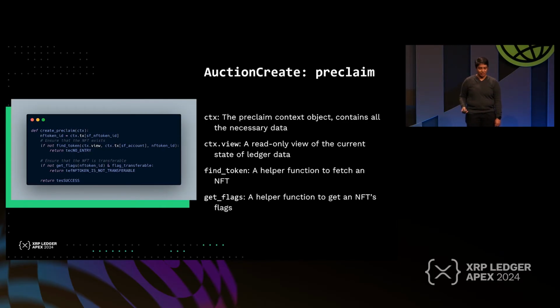Okay. Now we've got pre-claim. We get another context. This one's a little different because it gives us some access to ledger state, which we can access with this ctx.view field. And what we're doing here is we just want to make sure that this NFT exists and is owned by the account that's submitting this transaction. And we want to make sure that this NFT is transferable, because if it's not transferable, then we shouldn't be able to transfer it to someone else, which we have to do for an auction. That's basically all the checks that we do there.